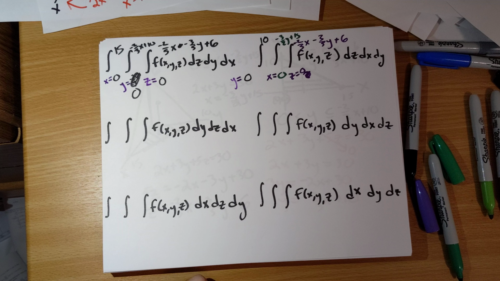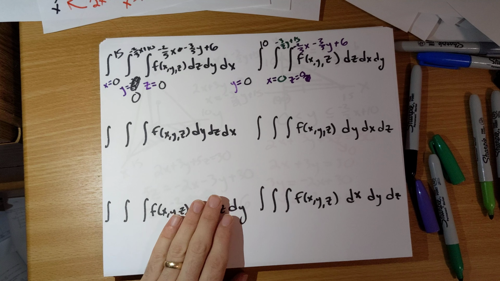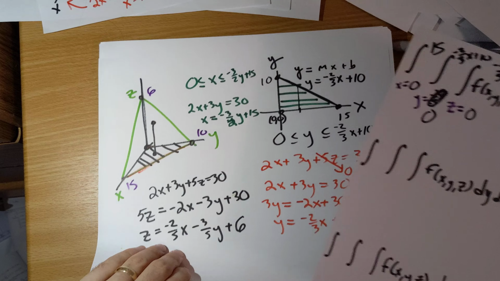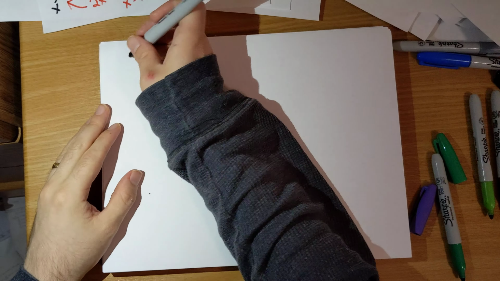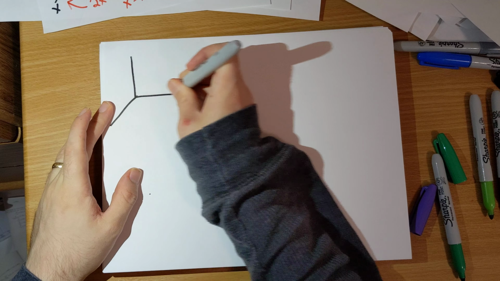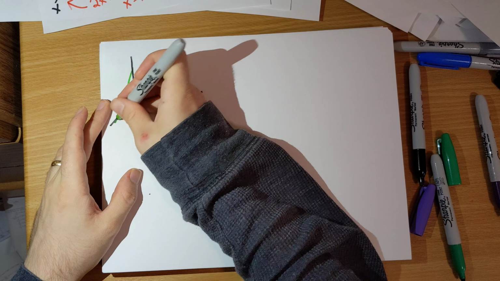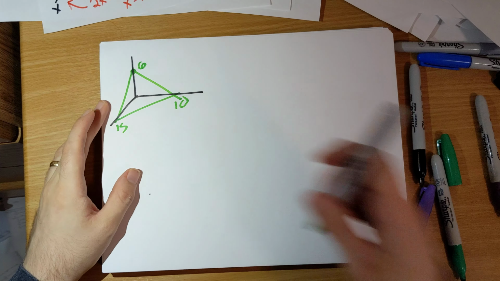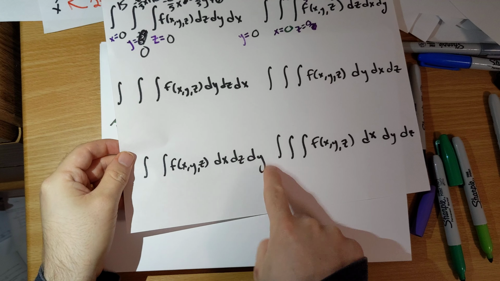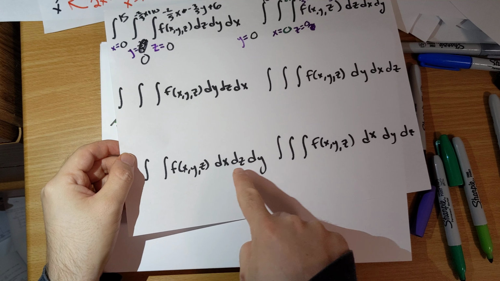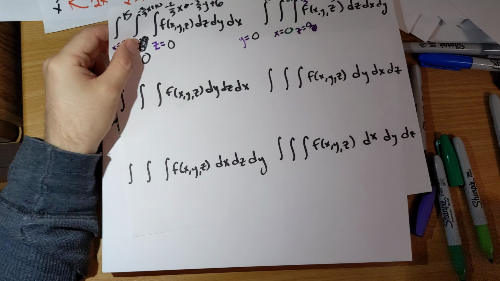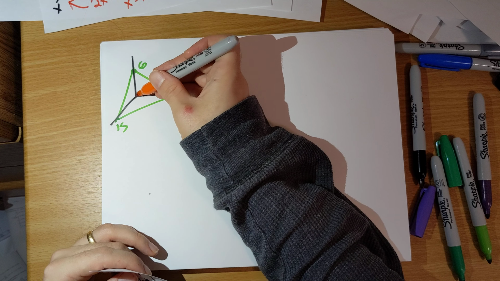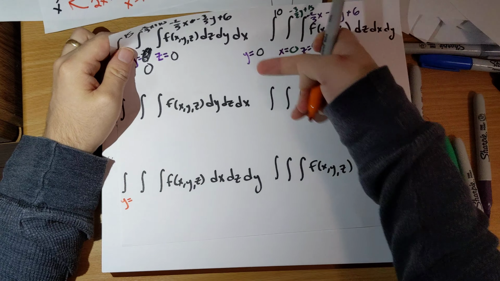Okay, let's mix it up a little bit. Let us do this order down here, dx, dz, dy. So once again, I need to draw the tetrahedron, 15, 10, and 6 here. So dx, dz, dy, we integrate with respect to x first, and then with respect to z, then with respect to y. So our outermost bounds on y, we should be able to tell just from this, are going to run from 0 to 10, just like they did up here.